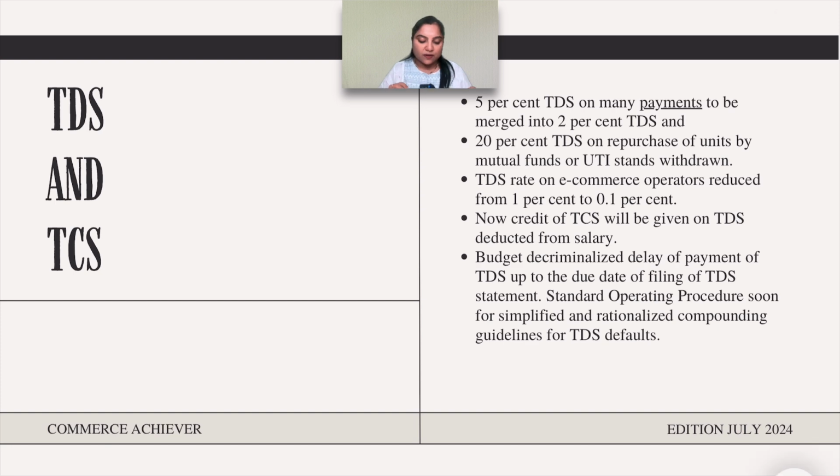Okay. The next amendment or update, we learn about the TDS and TCS. So 5% TDS on many payments to be merged into 2% TDS. That means those were the payments where, while making a payment, there was a 5% rate of TDS, now reduced to 2%. The list has not yet been issued. Once it is out, we will share it.